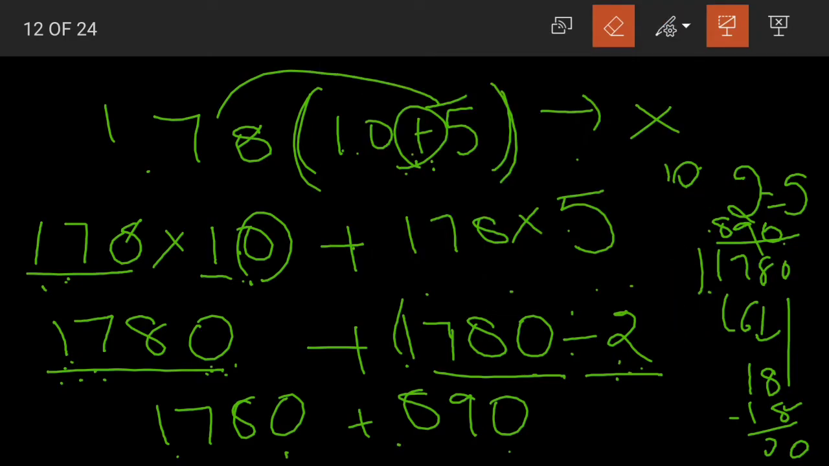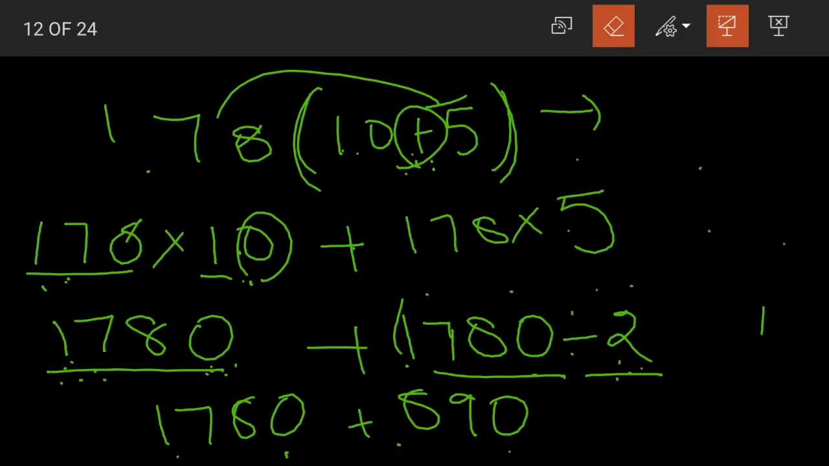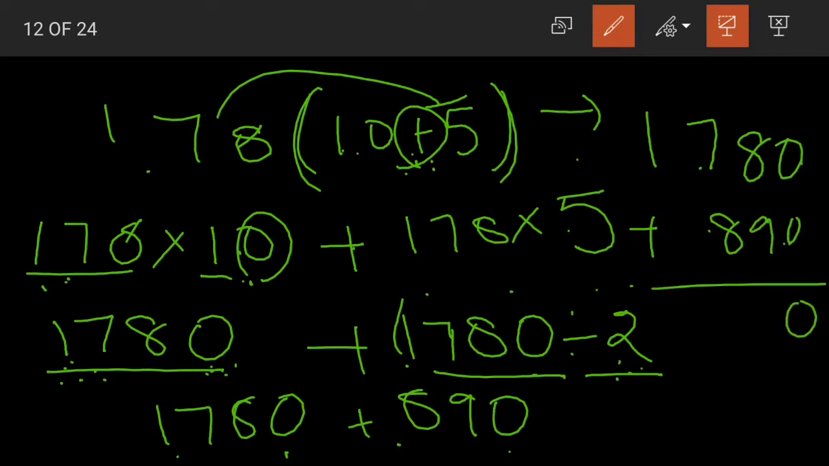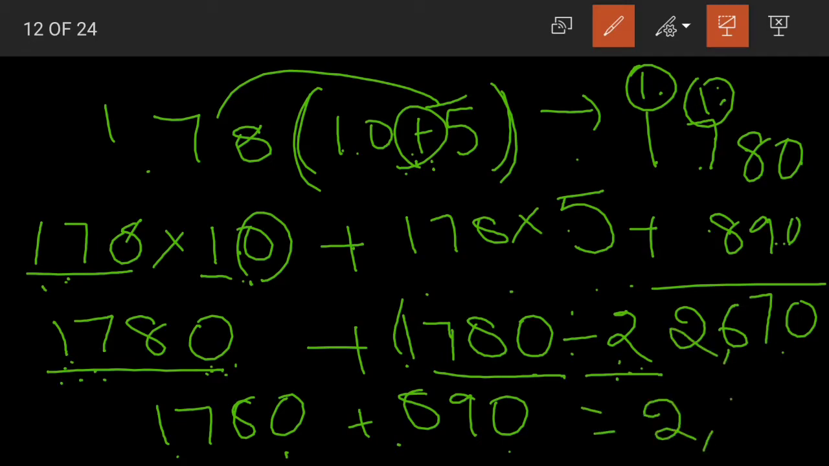Now what will be the final step? As you can see, between these two numbers we have the addition sign. So we need to add 1780 plus 890. 0 plus 0 is 0. 8 plus 9 is 17. 7 here, 1 carried. 1 plus 7 is 8. 8 plus 8 is 16. 6 here, 1 carried. Lastly 1 plus 1 is 2. What is the total answer, children? 2670.